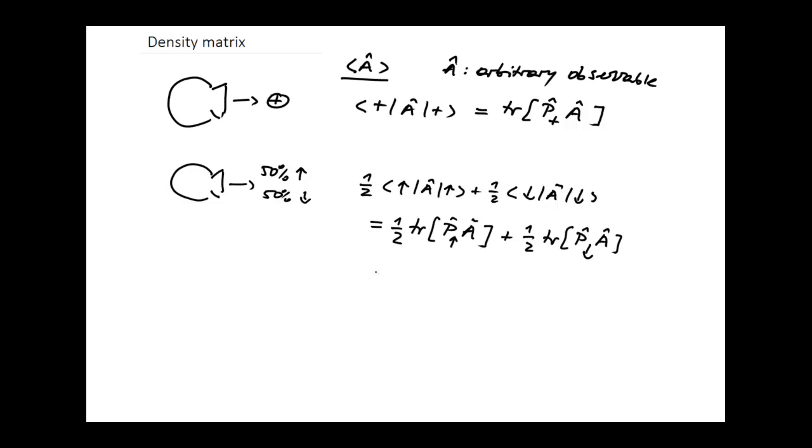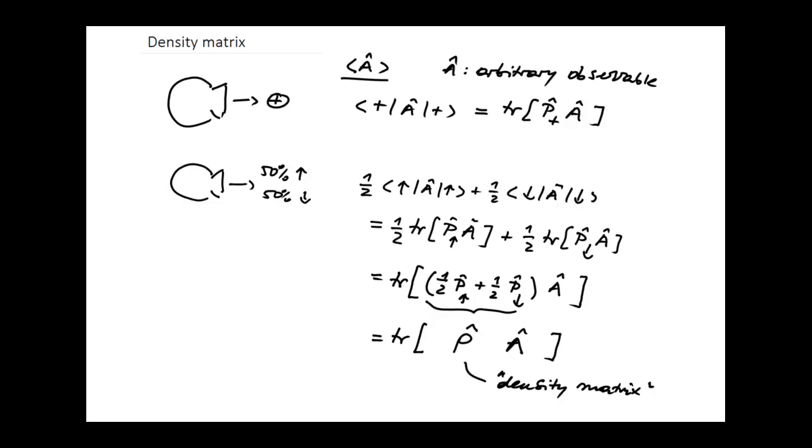I can combine these two expressions, and write this as the trace of 1/2 projector spin up plus 1/2 projector spin down, times A. And this term here in the round bracket, I call this rho. And this rho is the so-called density matrix.